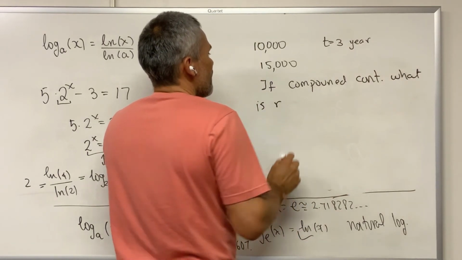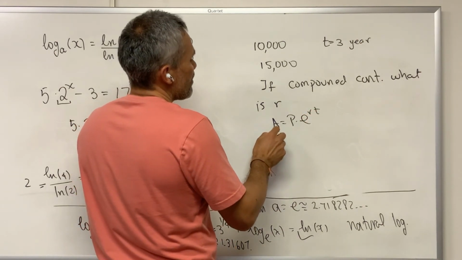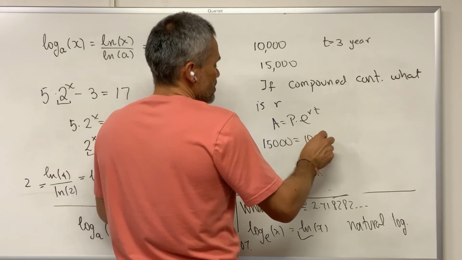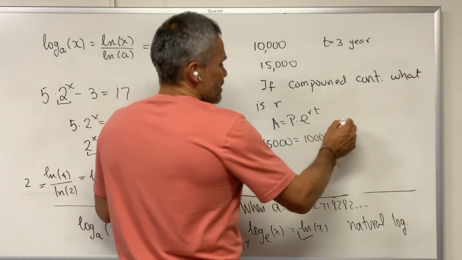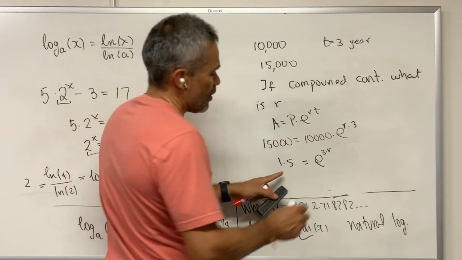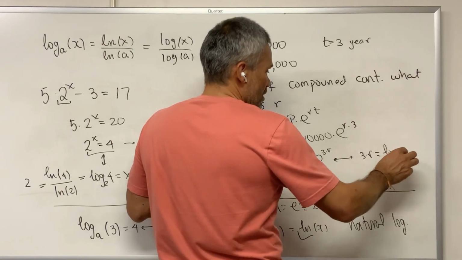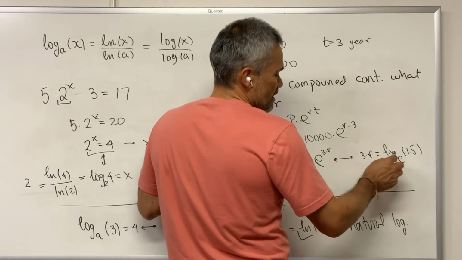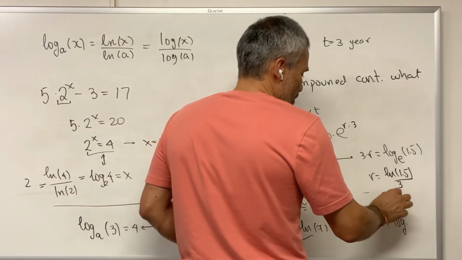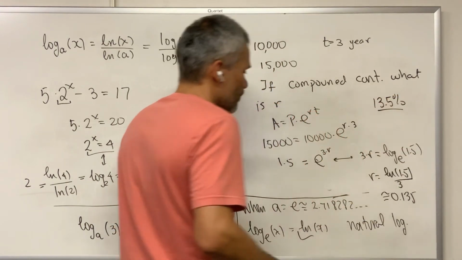If compounded continuously, what is R? The formula is A equal P times e to the RT. In this case, A is 15,000, equal to 10,000 times e to the R times 3. We don't know R, and T is 3. Then we solve for e to the 3R, which is equal to 1.5. When we rewrite the equation, we get that 3 times R is equal to log in base e of 1.5. But remember that log in base e is just natural log. Then R is natural log of 1.5 over 3, which is approximately equal to 0.135. That means that the interest rate is 13.5%.